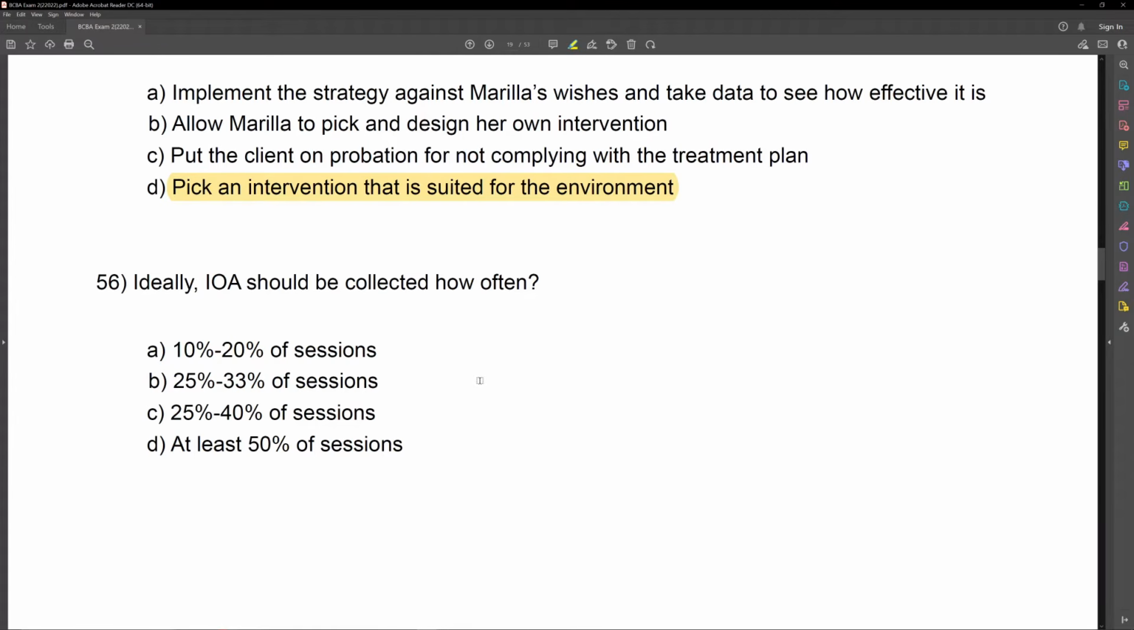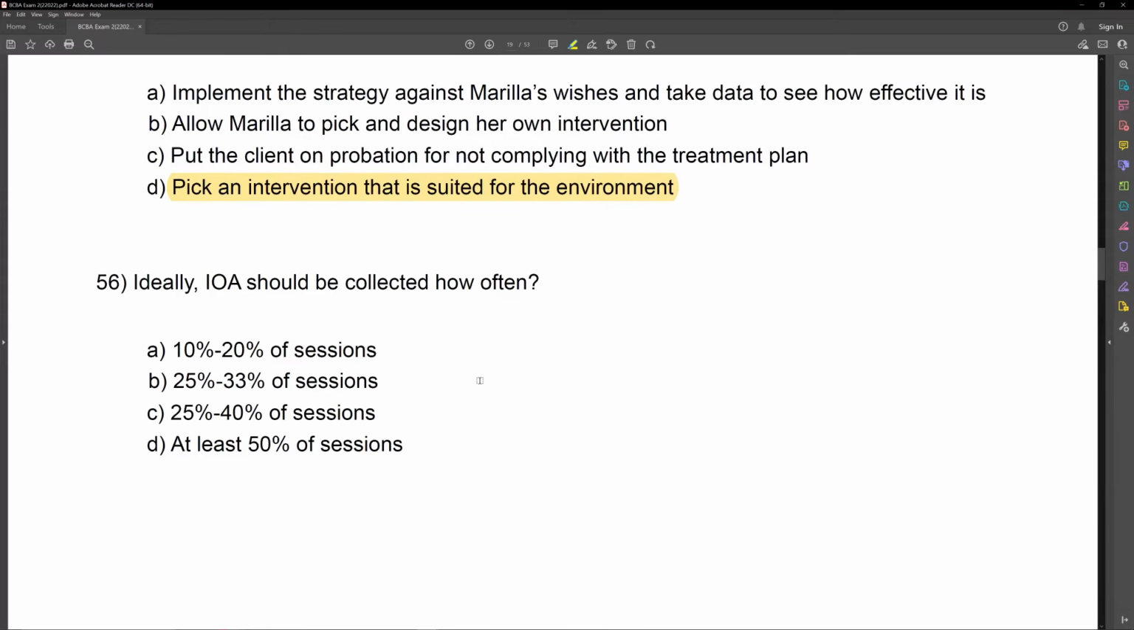IOA, of course, is when we get 2 or more parties collecting data on the same behavior or same intervention, comparing that data to check for fidelity, basically, right? Are we measuring the same thing? Are we getting the same results, et cetera, et cetera?